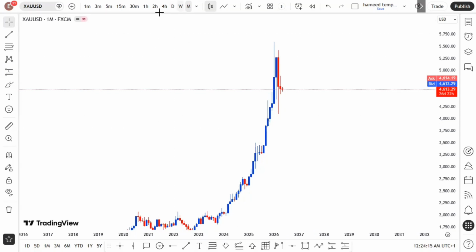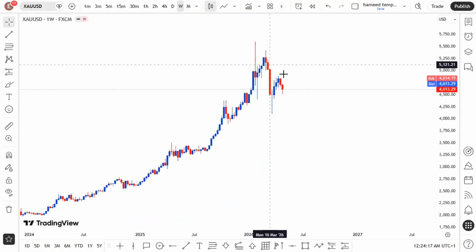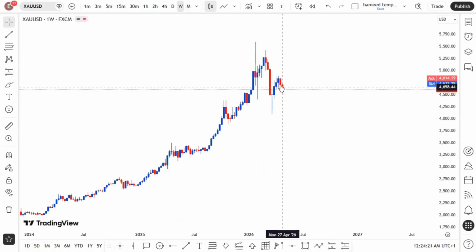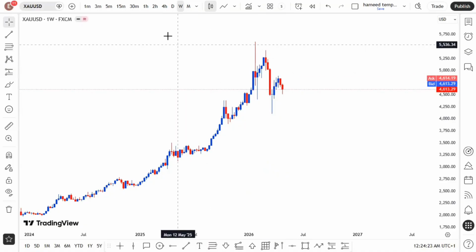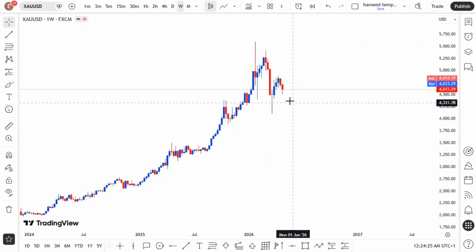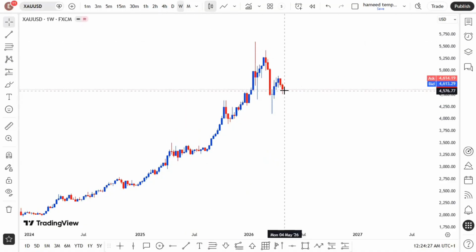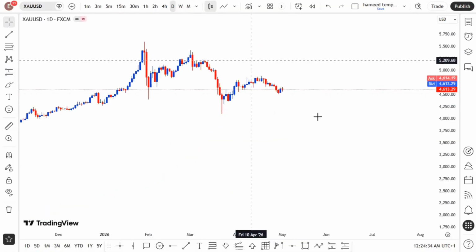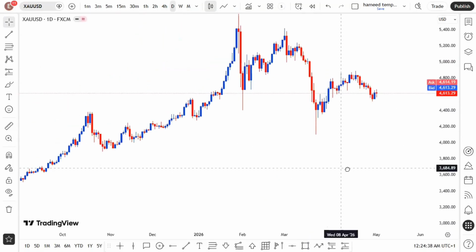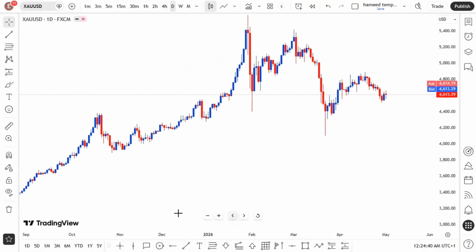So coming down to weekly time frame, we still have the bearish pattern because of these two bearish candles that follow each other. So there is high probability that we're going to have a bearish candle for the week also. Now let's move to daily time frame. Here on daily time frame, this is where we are going to start our proper analysis.